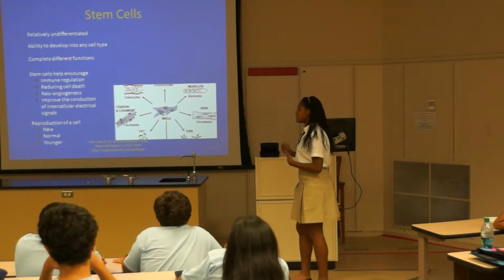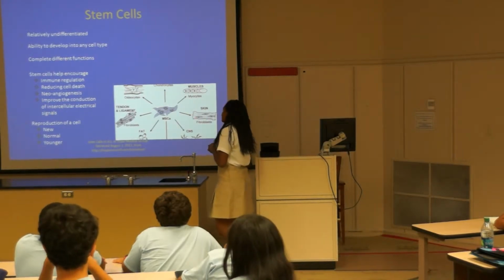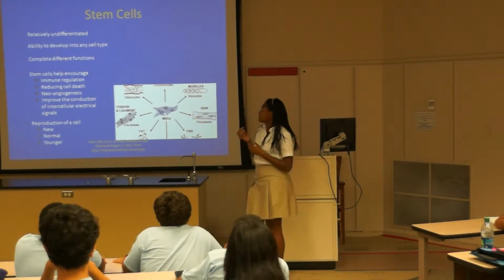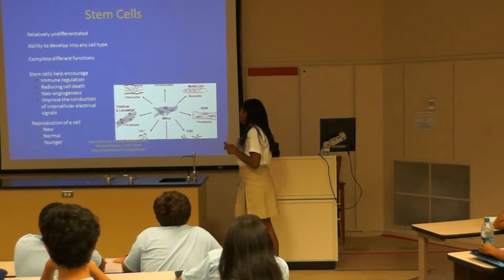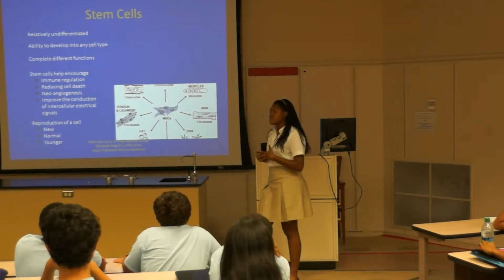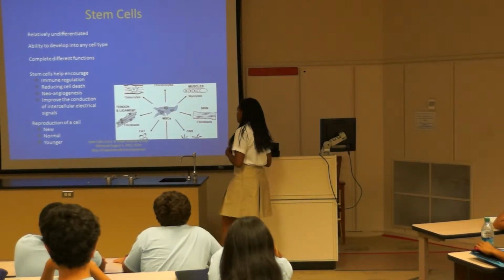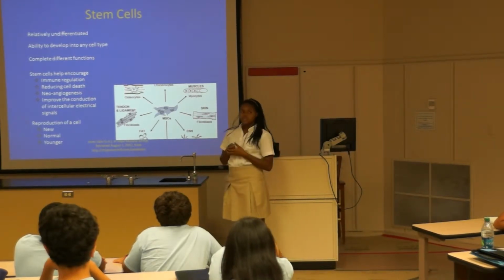Blood flow to certain areas helps circulate the blood. And stem cells improve the conduction of intracellular electrical signals, like getting signals to body parts to help them move, and reduce cell death. And the reproduction of a cell from a stem cell can result in newer, normal, and even younger cells.